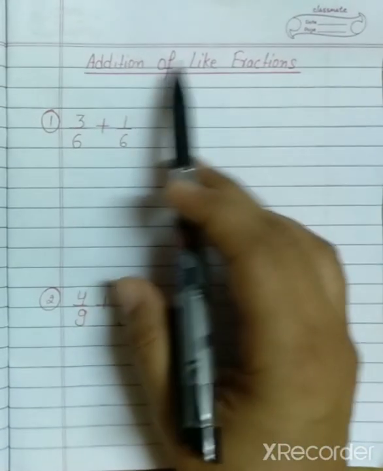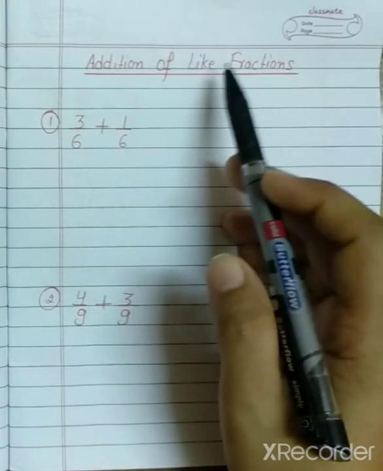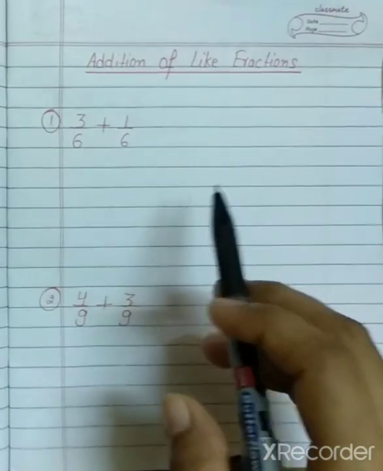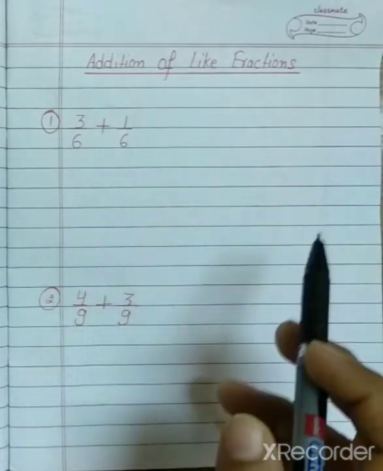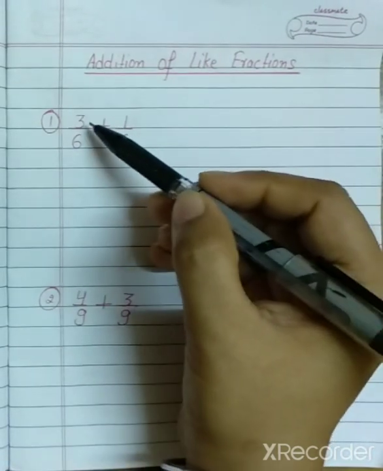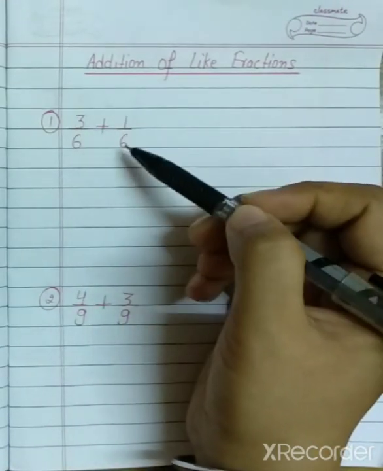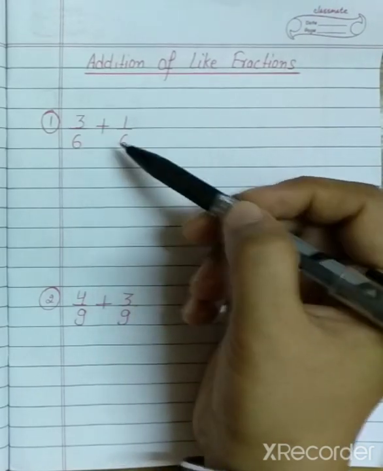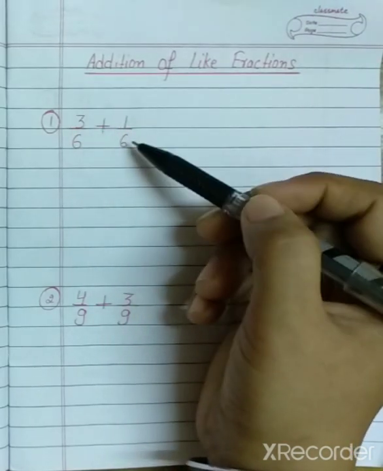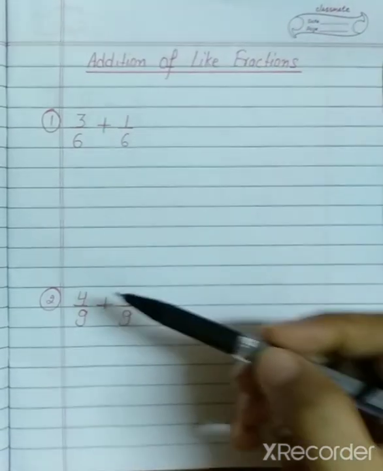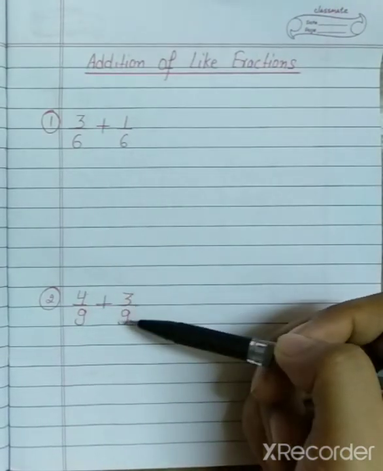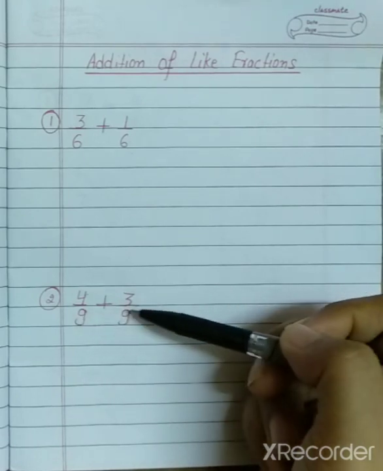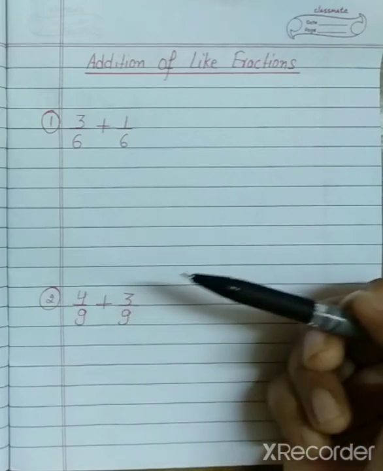First one is addition of like fractions. What is a like fraction? Those fractions in which denominators are same are called like fractions. In this example, 3 by 6 and 1 by 6, in both the fractions denominator is same, that is 6. So these fractions are like fractions. In 4 by 9 and 3 by 9, denominator is same, that is 9. So these fractions are like fractions.